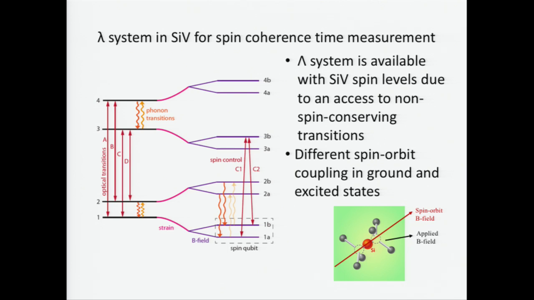So what we do is, as I said, we apply a DC magnetic field and split it up to 8 levels. And among those 8 levels, we choose 3 different levels, 1A, 1B, and 3B. In quantum optics, this is called the lambda scheme because it looks like lambda. And what we do is we shoot 2 lasers with different frequencies, C1 and C2. By doing that, we can measure its spin coherence time.